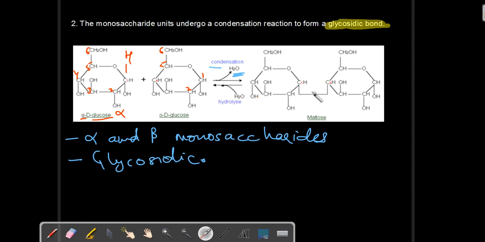So this is a hydrolysis reaction. Maltase hydrolyzes maltose and breaks this glycosidic bond and reverses the condition back to this state. Right? I hope our discussion about the glycosidic bond, the condensation reaction, formation of the glycosidic bond, and the breaking of the glycosidic bond is amply clear to you. Let's proceed further.